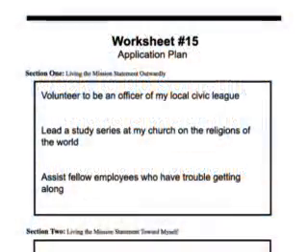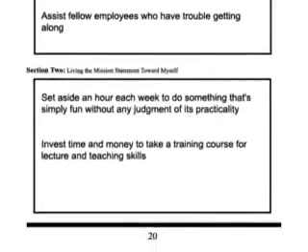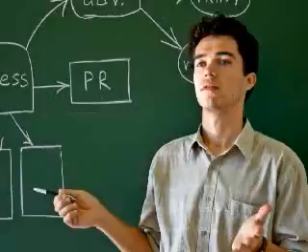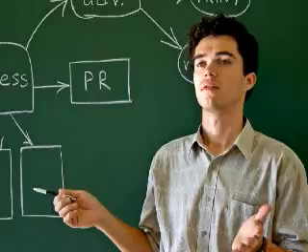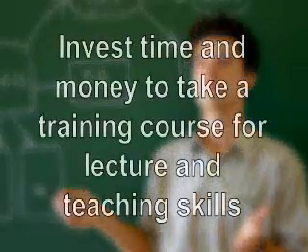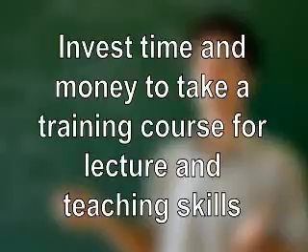Another angle on Section 2 of the application plan is to focus on how a talent can be nurtured or developed. Teaching was listed as one of his 4 core talents, but there was still lots of room for it to develop so that he could live his mission more effectively. So he made a commitment to invest some time and money to take a training course for lecturing and teaching skills. He ended up with an ambitious but doable application plan.